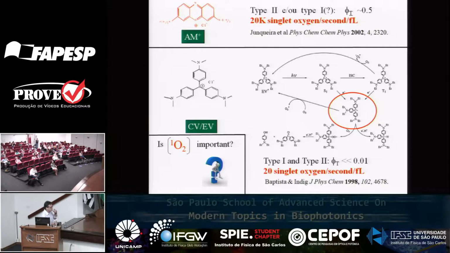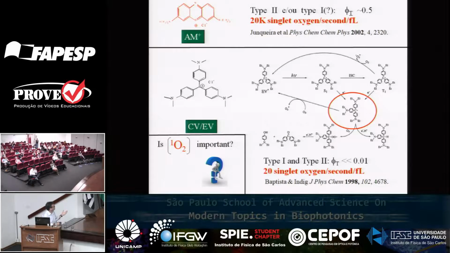This one is crystal violet. You see these rings here. They are kind of rotating. So as soon as they get to the excited state, they go back by releasing heat. So they're very poor photosensitizers. But they do a little bit. So the yield is a lot lower than 1%.